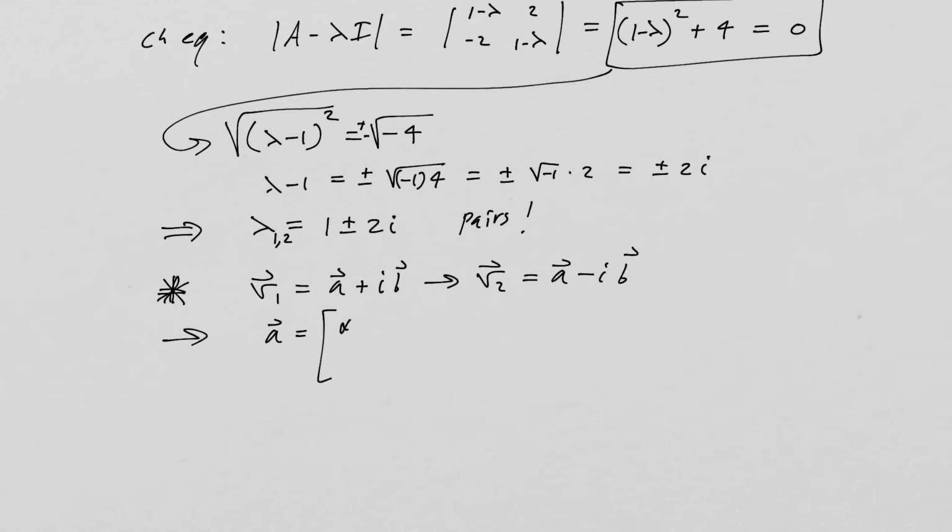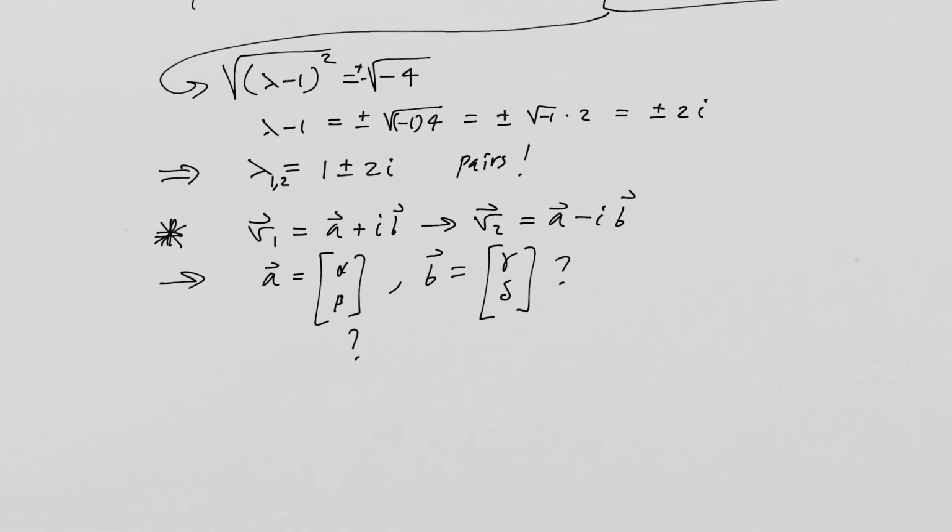So it boils down to then we have to figure out what this a vector is, which I'll call alpha and beta. We don't know what that is yet. We also have to figure out what the b vector is, which we'll call gamma and delta for lack of other letters. These will work just fine for us. Okay. All right, so we don't know what those are yet. But we're going to solve it just like we normally would.